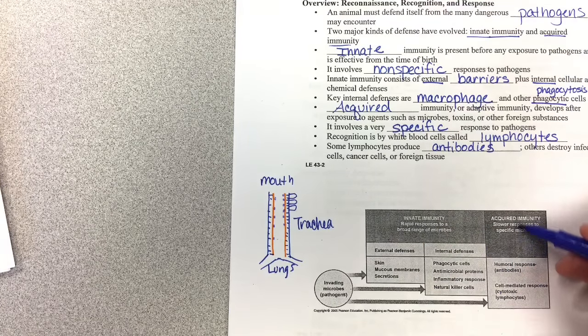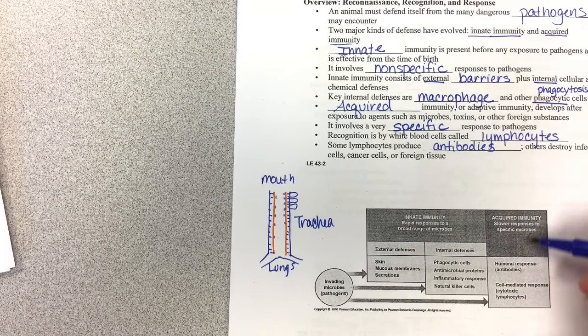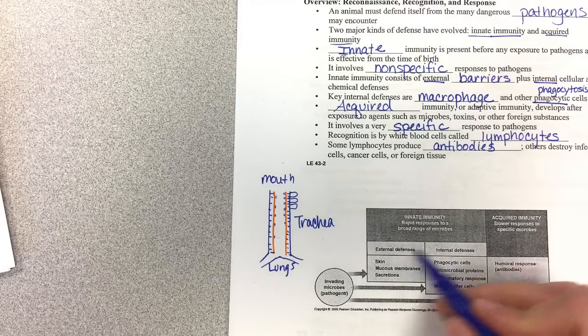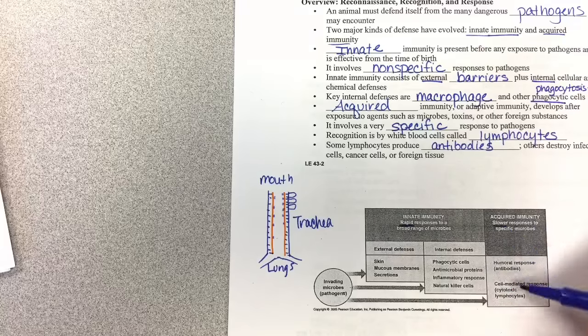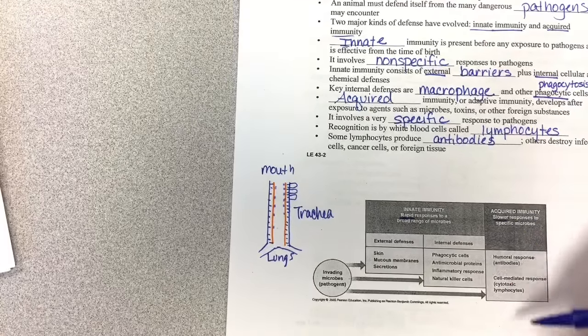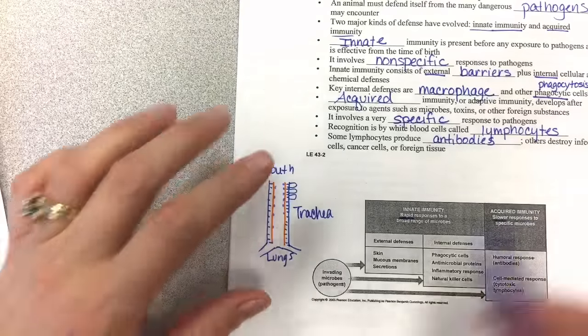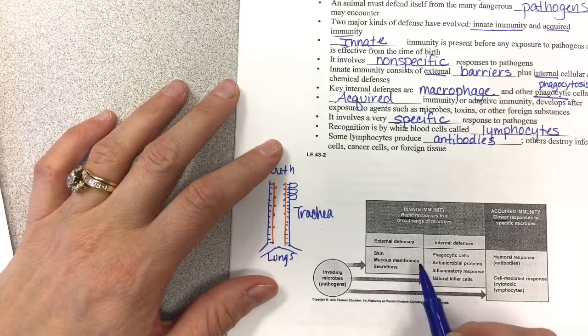And then we'll get into acquired immunity, where we'll talk about the role of B and T cells and so on. So these are more, as it says here, rapid. This is more of a slower response. And so you have to build up some immunity or acquire it. So let's look at this first part here today.